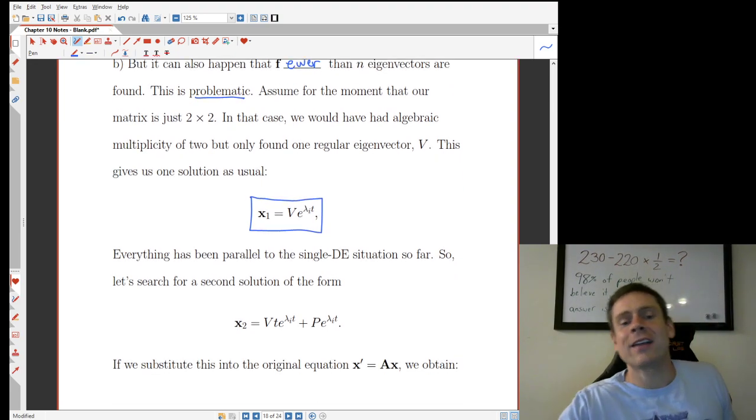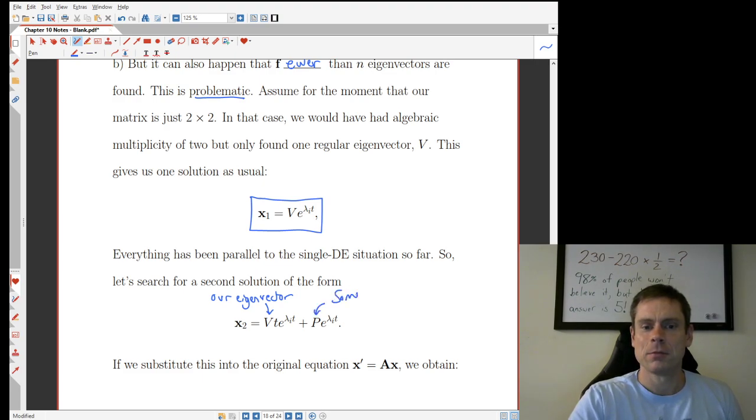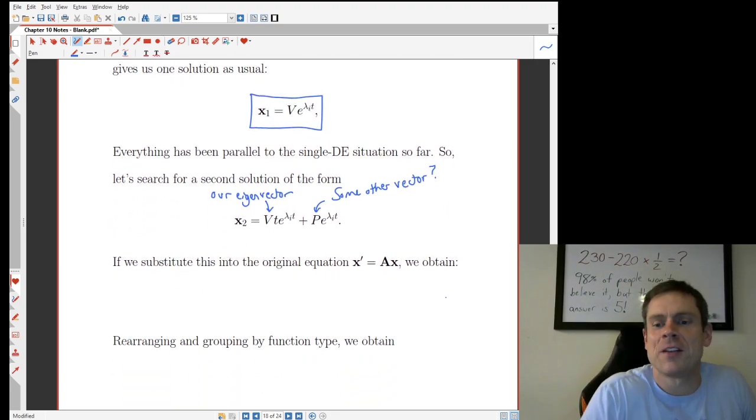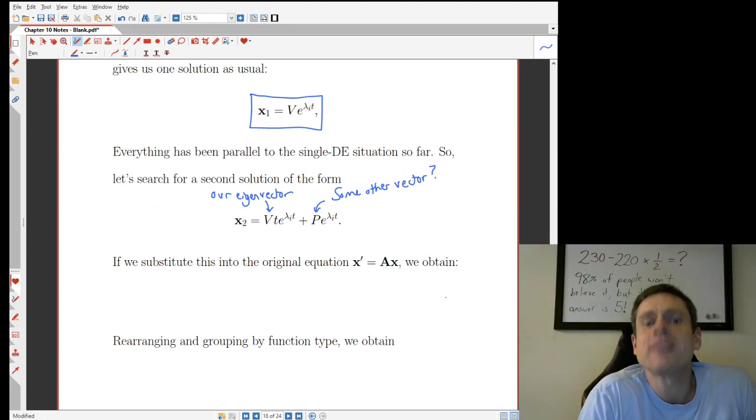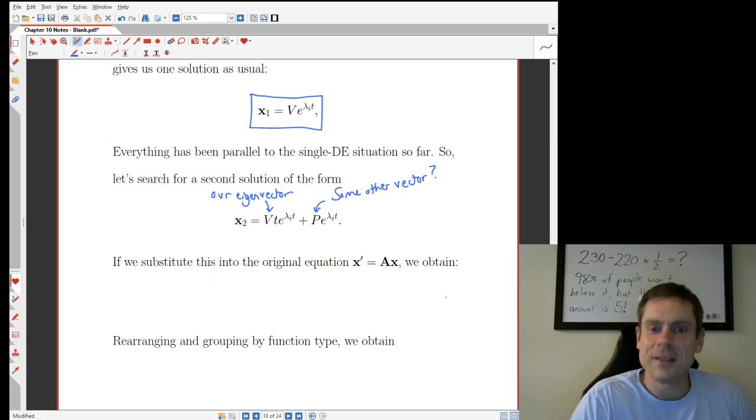We have here x2 equals v t e^(λt) plus p e^(λt). So the same vector, this is our eigenvector. The λ is our eigenvalue as usual, and p is some other vector. Not sure what that is, but we're going to do a bit of a derivation to see if we can figure out what that p thing should be. So we're going to take this solution form. This is what we need, but we're going to sub it into the differential equation so we can see what the different pieces look like.